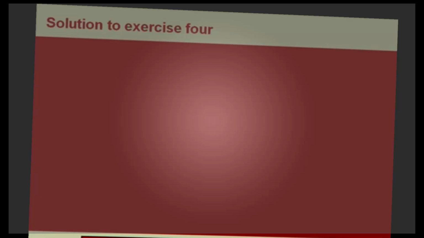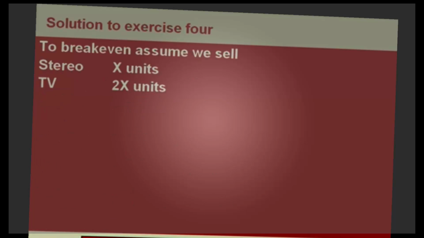In the equation method, you go back to basics. But before you do that, what's the relationship between the two products? 2:1. You sell 2 TVs for every 1 stereo. So if you take to break even, assume we sell X stereo, then we sell 2X television.